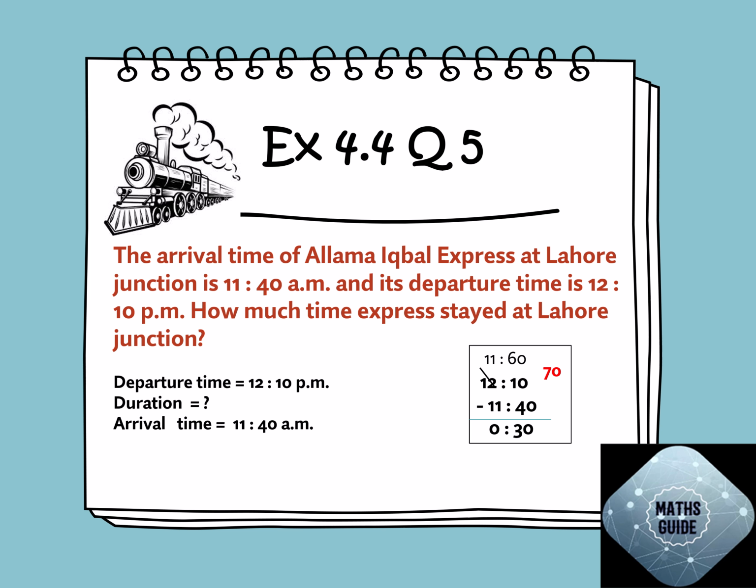As we had less minutes in the minute side, so we have to borrow 60 minutes from the hour side. So we will take 1 hour from the hour side and we get 60 minutes. Then 60 plus 10 is 70 now. And now we can easily subtract 40 from 70 and we get 30 minutes. So it means the train stayed at the station for 30 minutes.